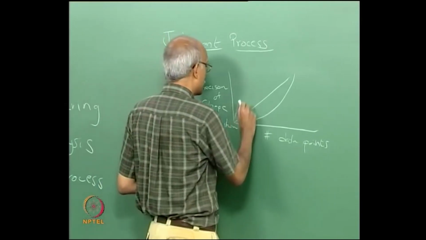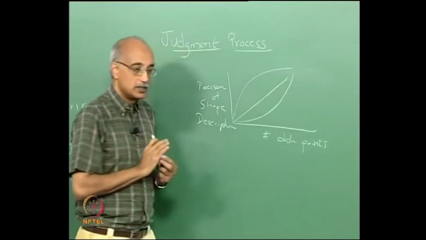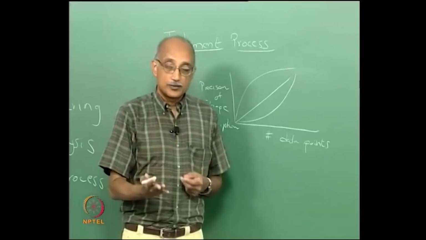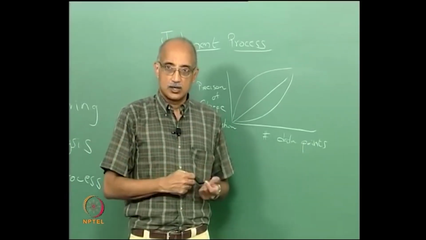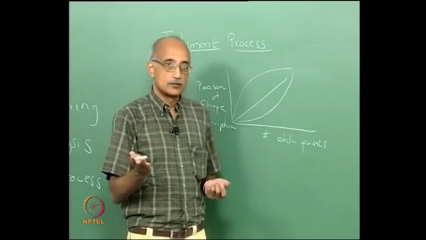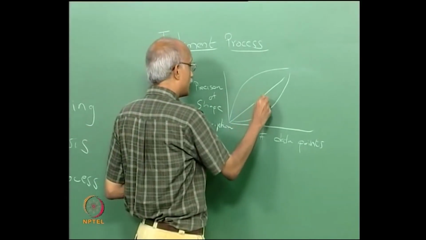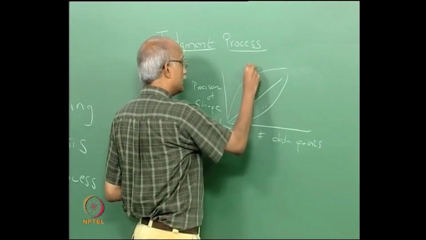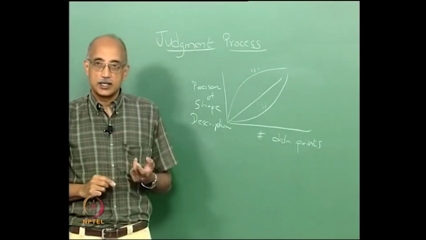Or do you expect a shape like this, where initially for the amount of effort you put in, you're getting a lot of insight and knowledge, and then slowly it levels off? So, suppose we call this 1, 2 and 3. Of the 3, which one do you think is most likely?